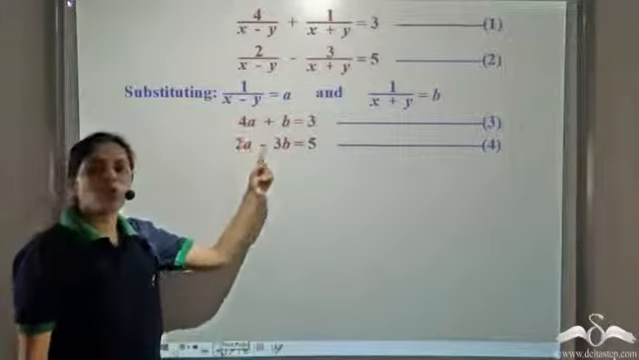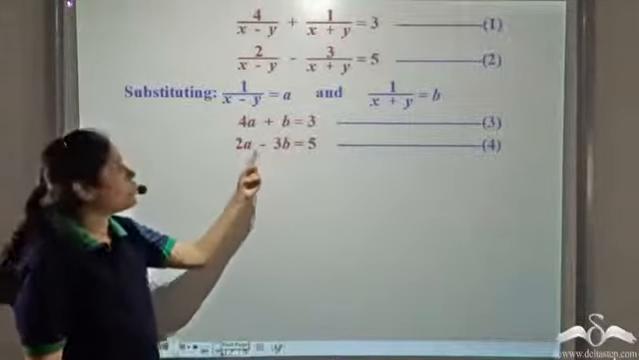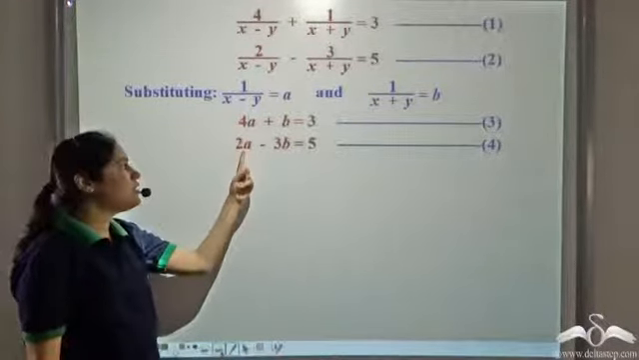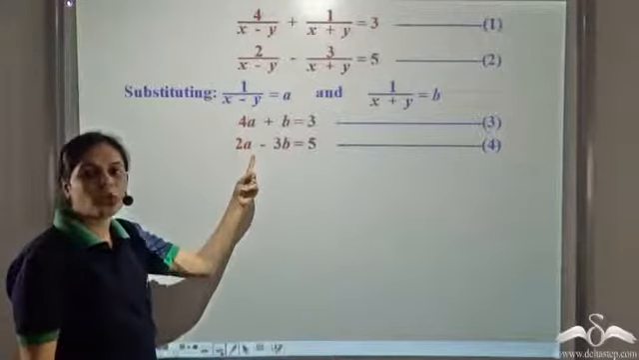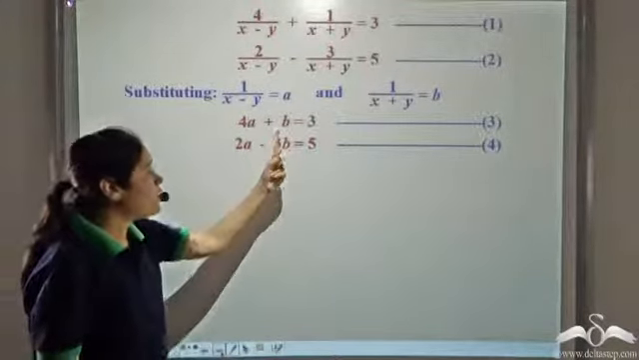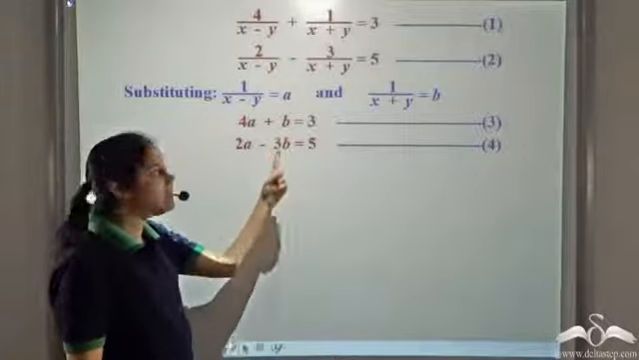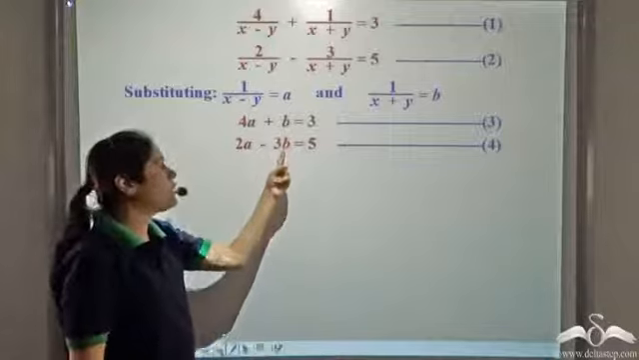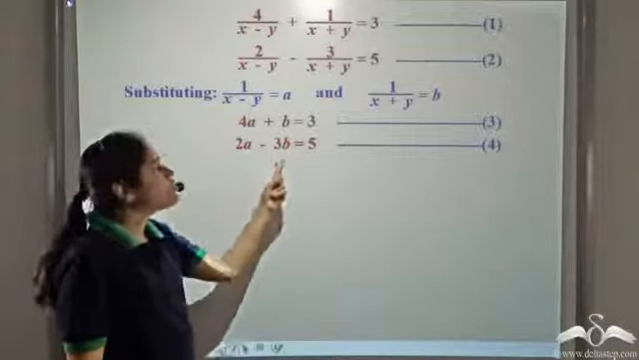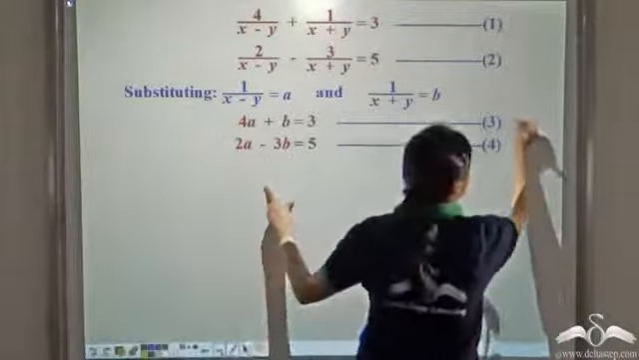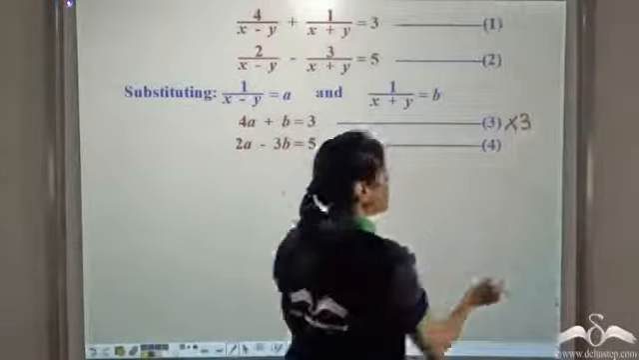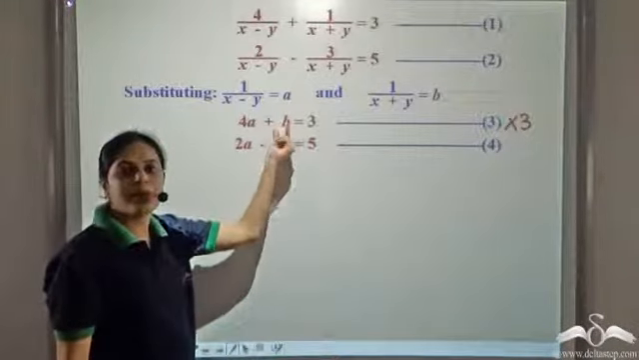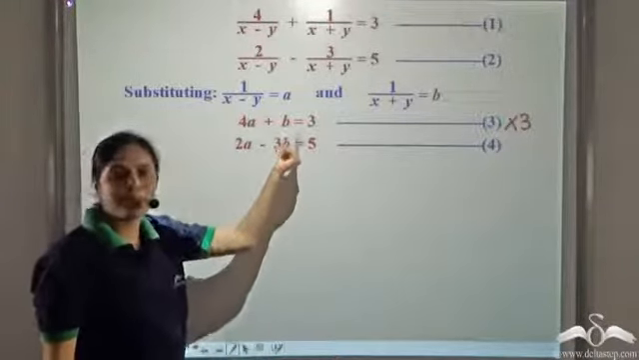Now we can easily solve these two equations. Look at the coefficients of a. Coefficient of a is 4 here. It is 2 here. So these are not the same. What about b? Coefficient of b is 1 here. Coefficient of b is negative 3 here. Again, we cannot eliminate b from here. So let us multiply this equation by 3 so that we have 3b here. And if we have 3b here, we will be able to eliminate b.